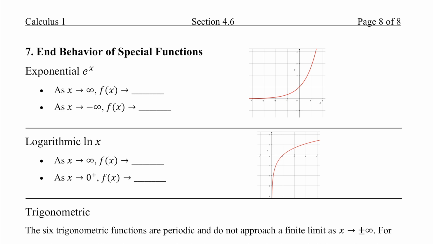Now, let's finish this section by looking at the end behavior of some special functions. Let's start with the exponential function e to the x. As x approaches infinity, e to the x approaches infinity. And as x approaches negative infinity, e to the x approaches 0. The graph approaches the x-axis from above, so the horizontal asymptote is y equals 0.